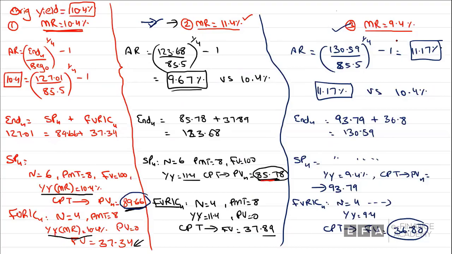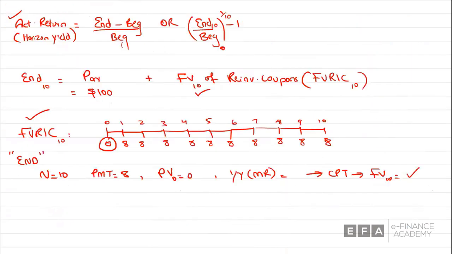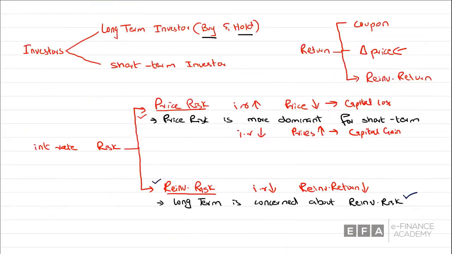The same concept can be used to get the capital gain in scenario 3. And obviously, there is no capital gain or loss in scenario 1 because the market rate did not differ from the original yield. So I hope this was helpful. And just to conclude, going back to what we discussed, it's the price risk that is a more dominant component for the short-term investor, meaning the short-term investor's returns are affected by price gain or price loss, while the long-term investor's returns are actually affected by reinvestment gain or reinvestment loss.